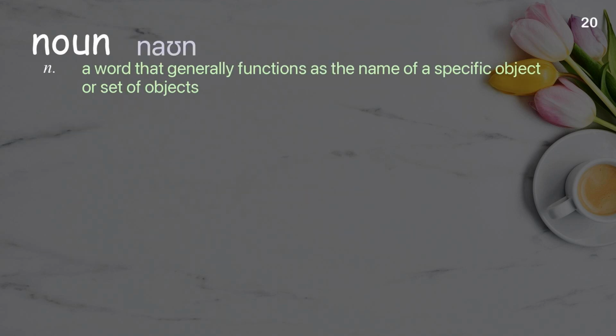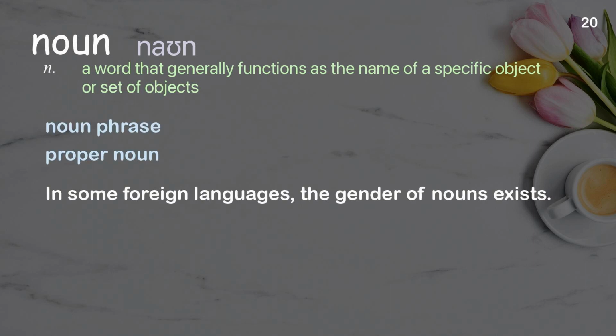Noun. A word that generally functions as the name of a specific object or set of objects. Examples: Noun phrase. Proper noun. In some foreign languages, the gender of nouns exists.